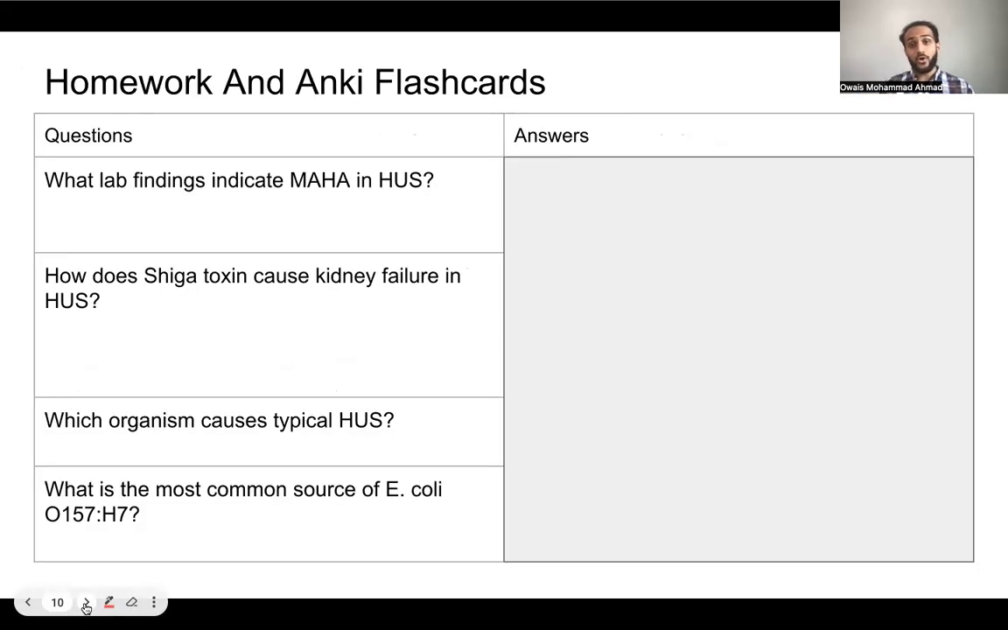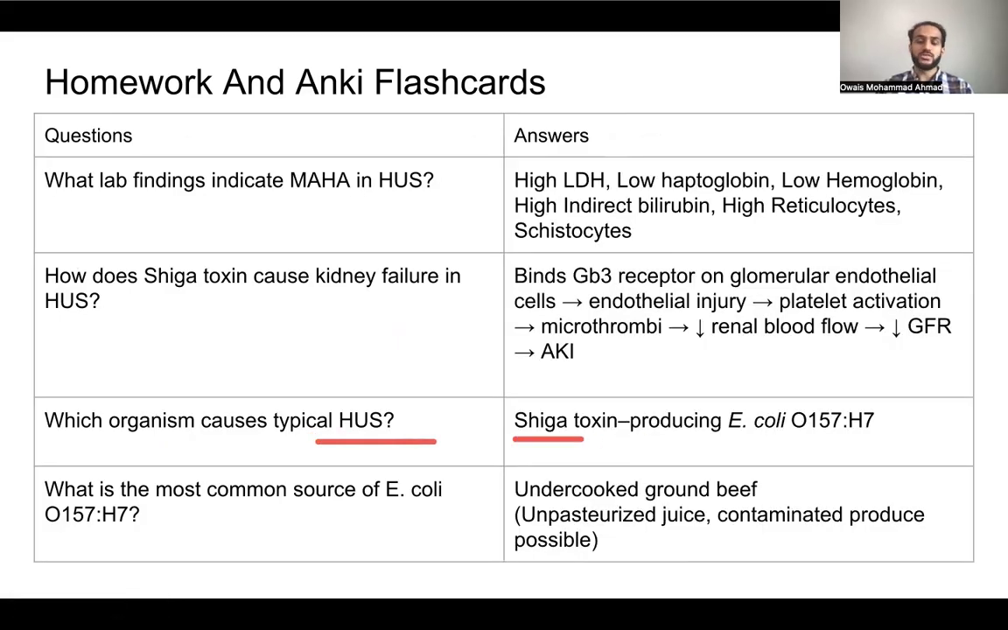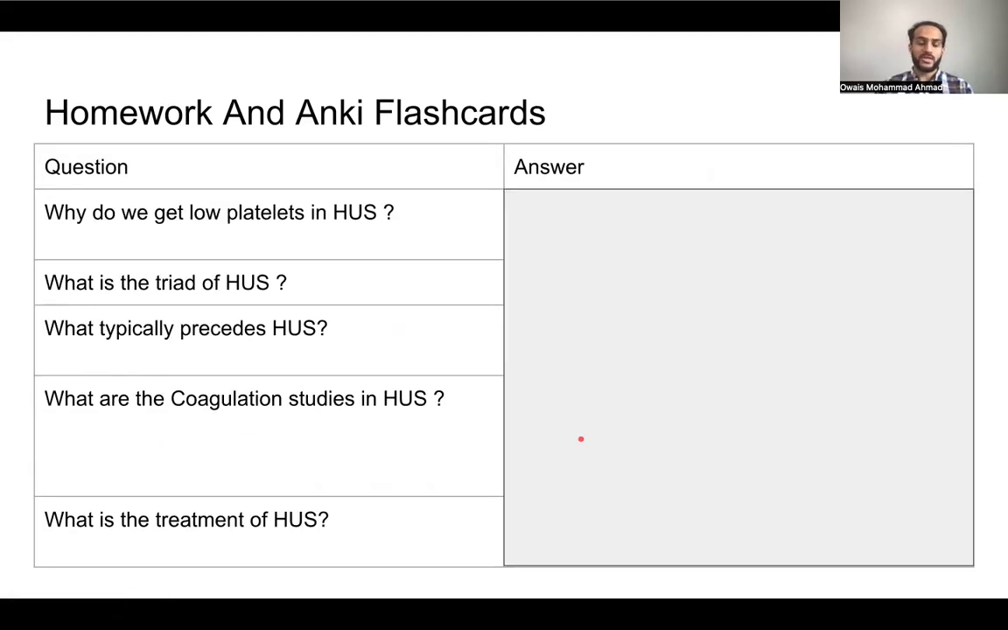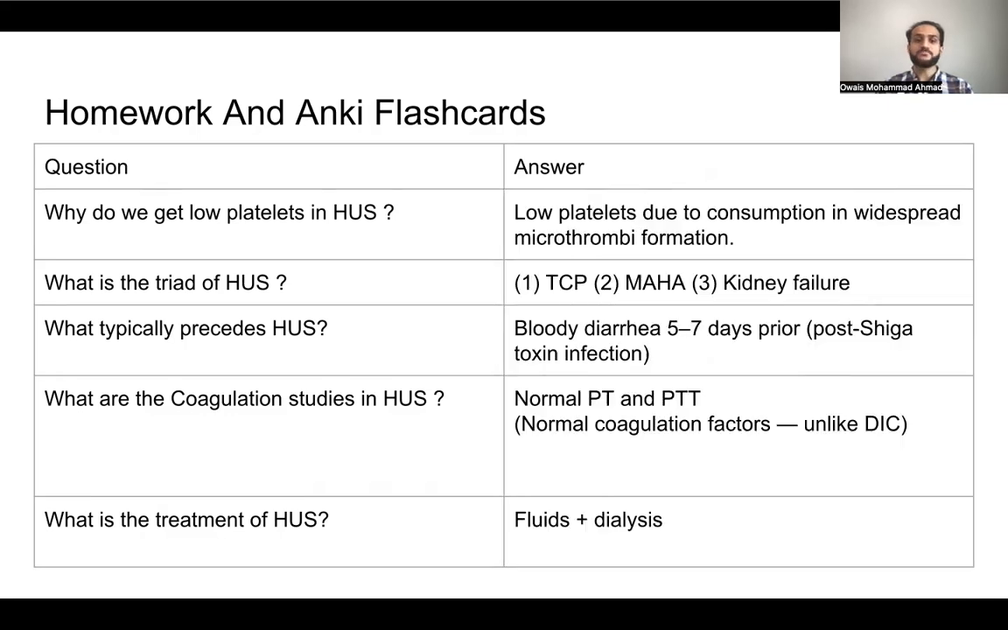Now ending the lesson, I would give them homework and Anki flashcards. For example, what organism typically causes hemolytic uremic syndrome? The answer would be Shiga toxin producing E. coli. And here are some more examples of homework and Anki flashcards.